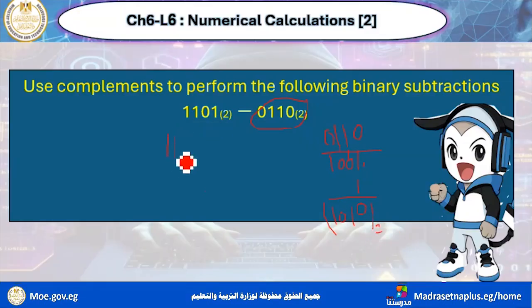Okay, now add the complement to this number. 1, 1, 0, 1, 1, 0, 1, 0. Adding 1 to 0 is 1. 0 to 1 is 1. 1 to 0 is 1. 1 to 1 is 0, and we carry 1 to the next higher digit. So the result here is 1, and we need to ignore this 1. And so the result will be 0, 1, 1, 1.